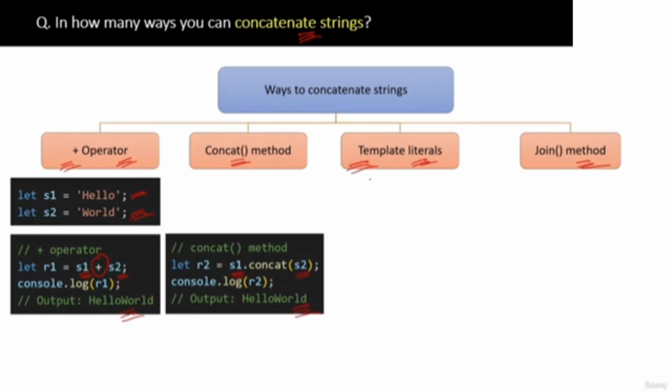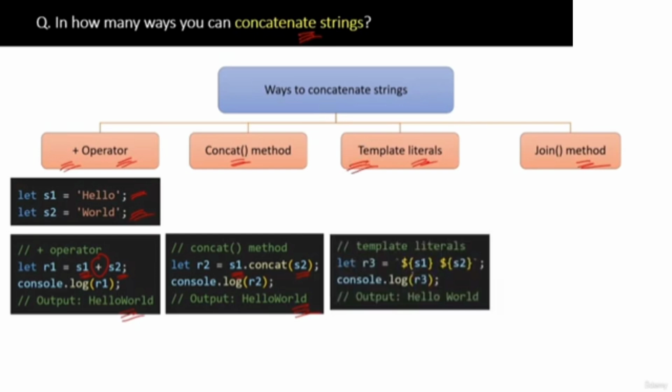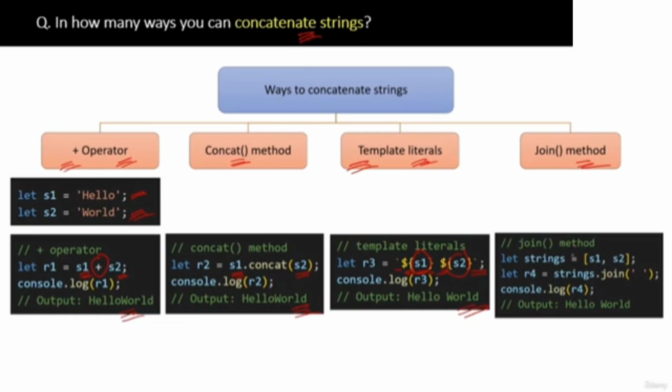The third one is template literals, where inside the backticks, prefixing with the dollar sign and inside the curly braces, you will write the variable names, and that will be evaluated at runtime. Again, you will get the same result. Then the last way of concatenating is by using the join method like this. Here you will first put both strings in an array like this, then join all the elements of the array using the join method and pass the delimiter as the space between them. Again, you will get the same output, and that is the answer to this question.